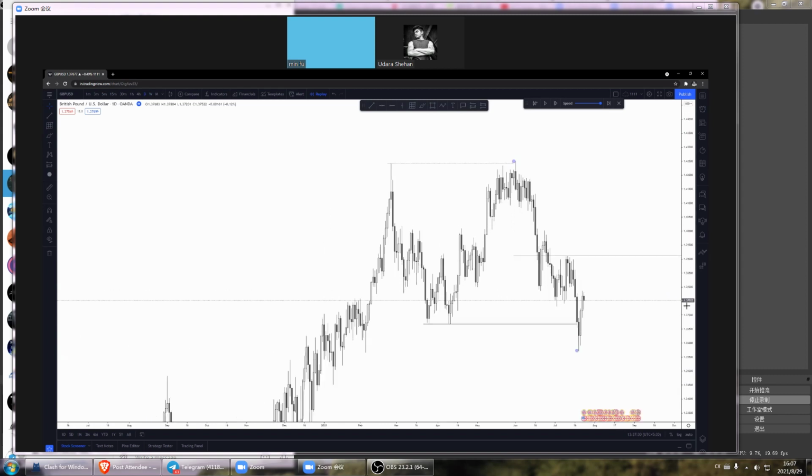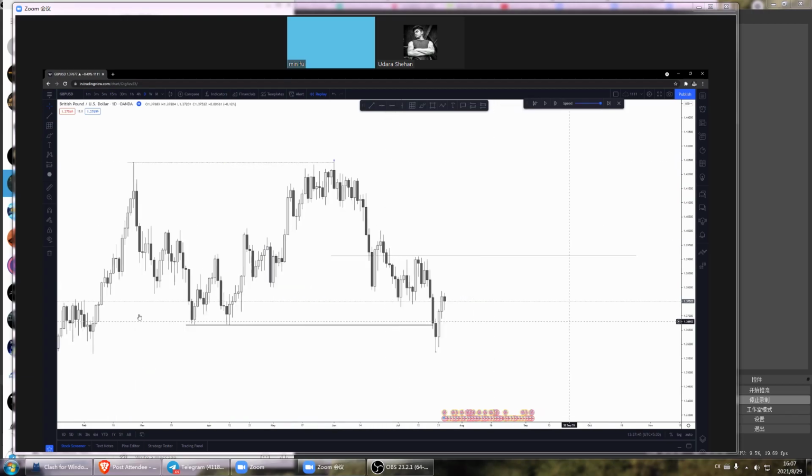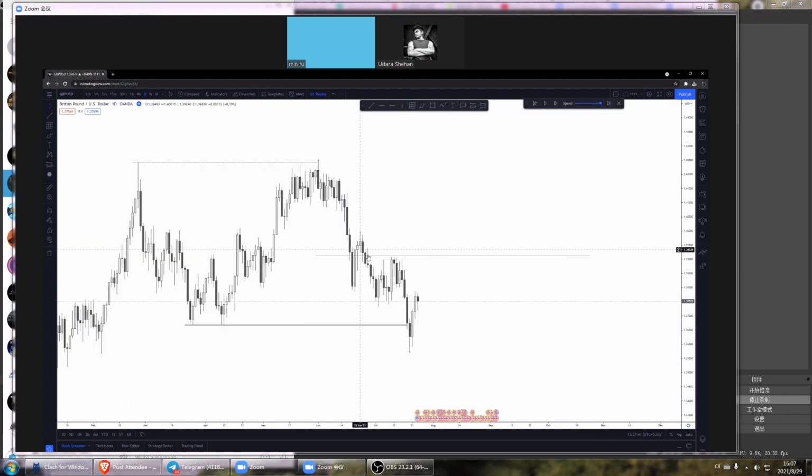Now once we get into the daily, this is the current trading range on the higher time frame, from this low right here to this high right here. That is our current trading range. Okay, I hope that's clear. And then this is the equilibrium level. Let's delete that for a while.